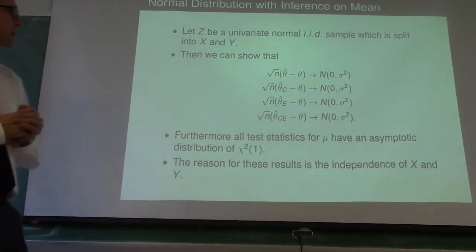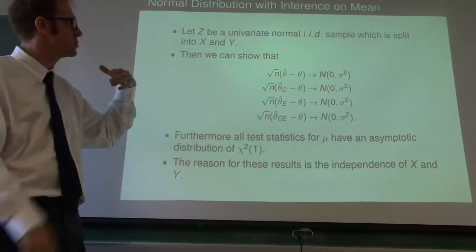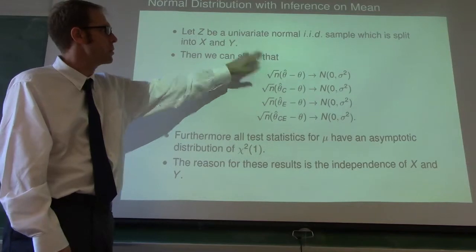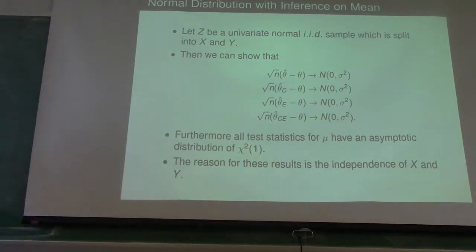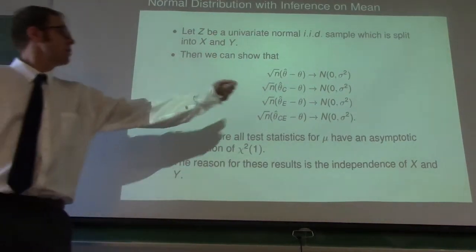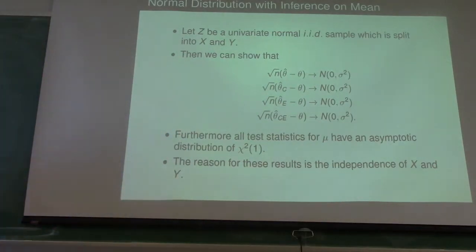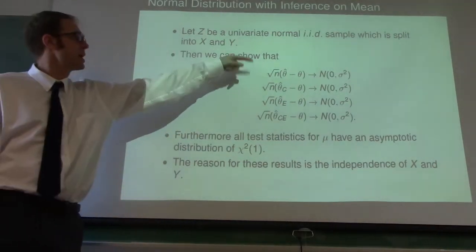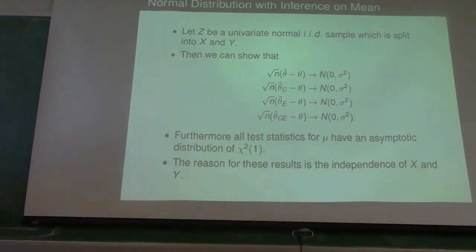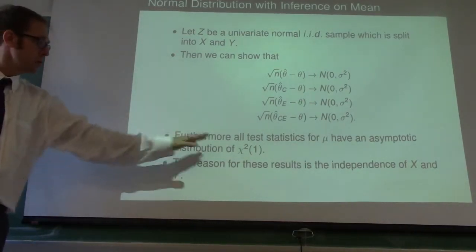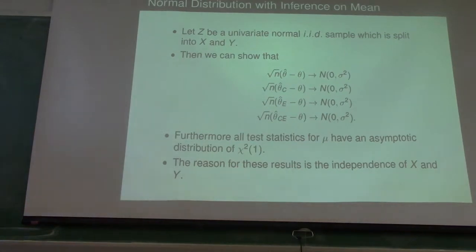So if I just use that single z, for the normal likelihood function, my estimator converges to a normal with mean 0 and variance sigma squared. If I use it for the empirical, I get the normal 0, sigma squared. Composite, looking at x and y, we get the same thing. And our composite empirical, we also see the exact same distribution. Another thing you can show is that under this condition, the test statistic is asymptotically chi-squared 1.